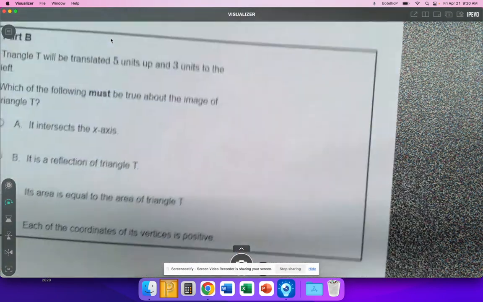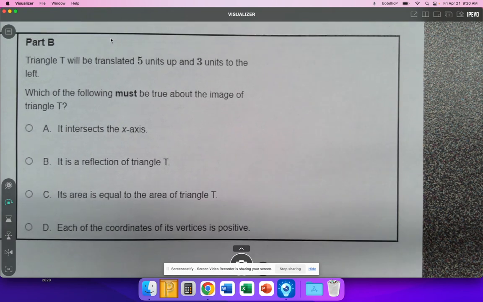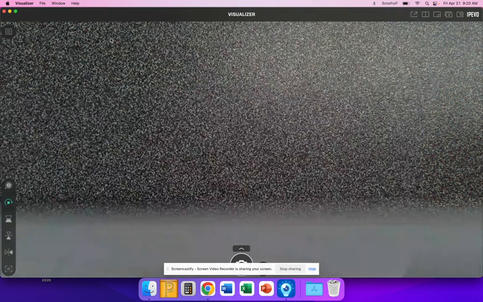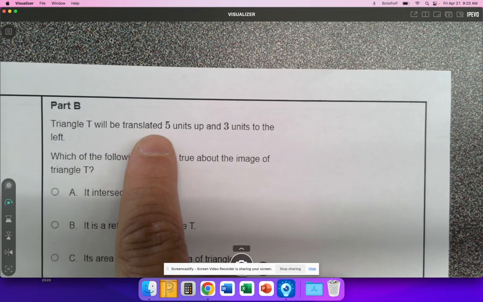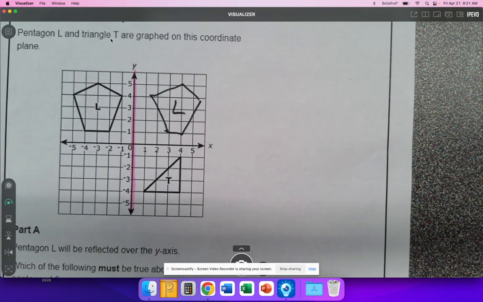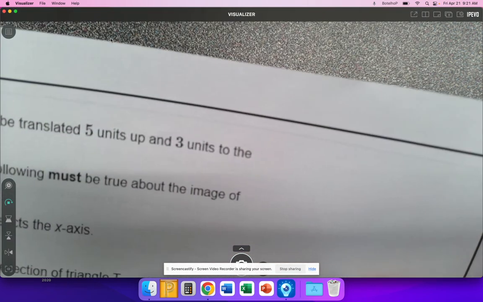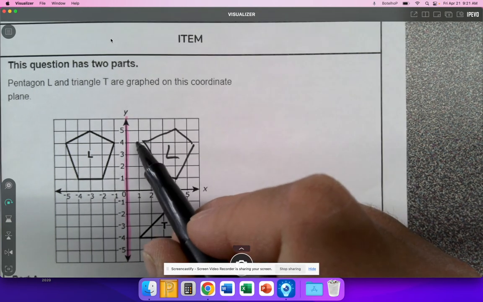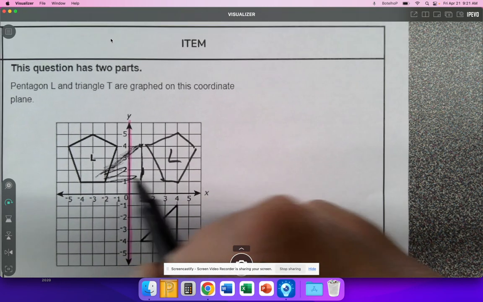So this one says, what if we translate it 5 up and 3 right? Which of the following must be true? Well, let's go back and look at the image here. I think we're moving triangle T 5 up and 3 right. So 5 up, 3 right. 1, 2, 3, 4, 5. 1, 2, 3. Okay, something like that.